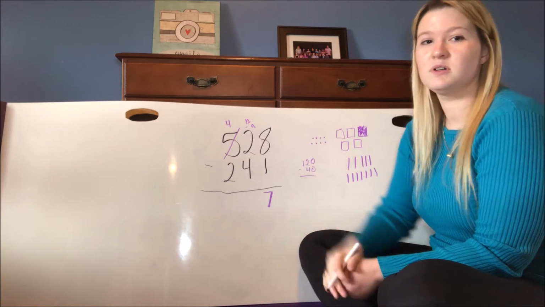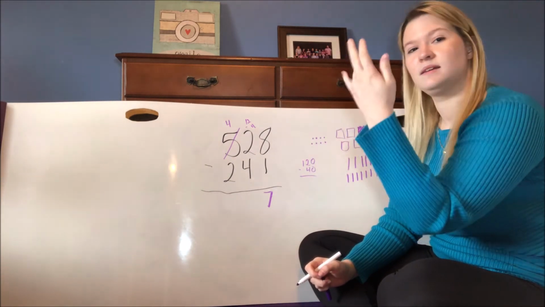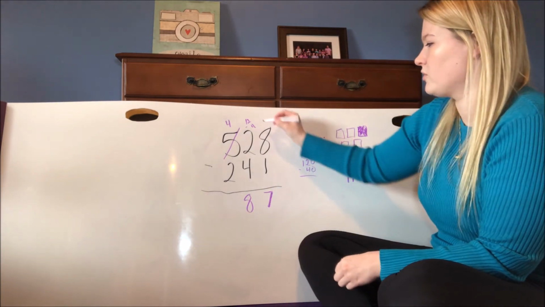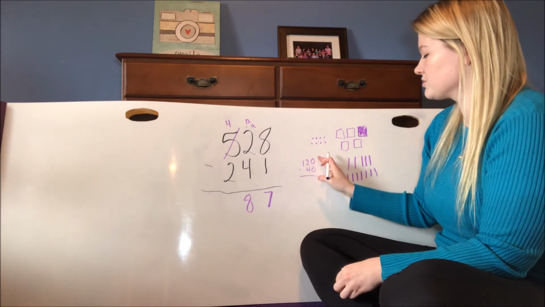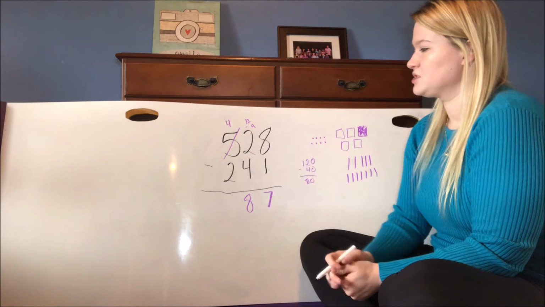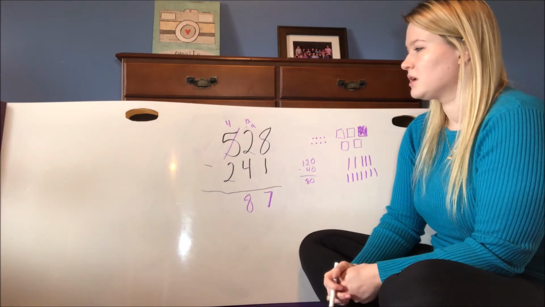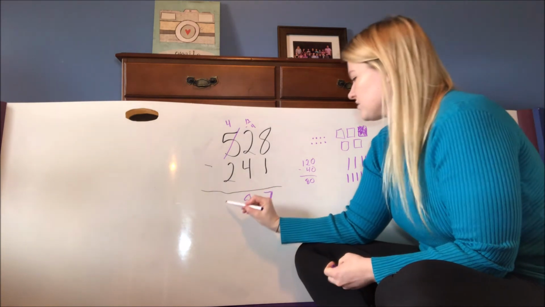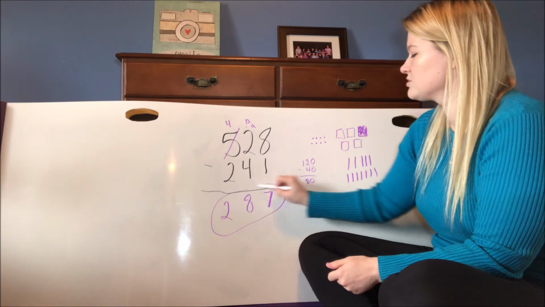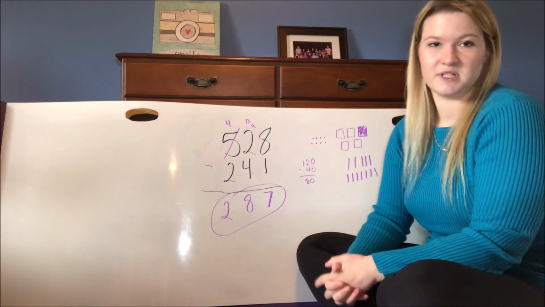I'm going to count backwards to figure this out. So 12, 11, 10, 9, 8. So I know that 12 take away 4 is 8, and also 120 take away 40 is 80. Now I'm moving into the hundreds place, where I've got 400 take away 200, which is easy enough. I know that that gives me 200. So my answer is 287.